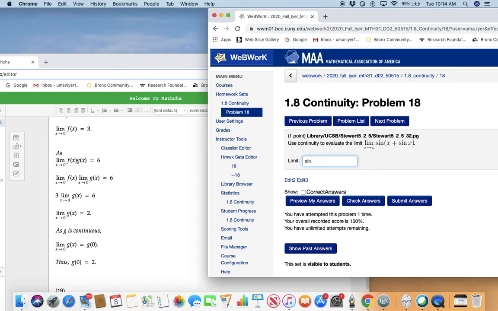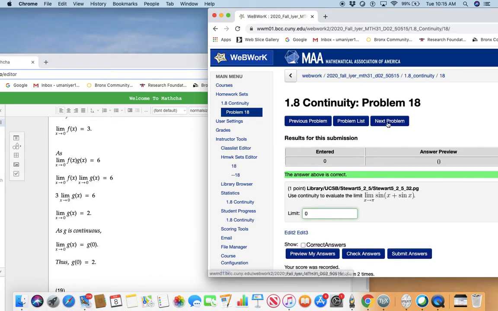So what's happening? Sine of pi plus sine of pi, right? x is going to be replaced by pi. But notice sine of pi is 0. Well, pi plus 0 is pi. Sine of pi, we just said, was 0. Next problem.